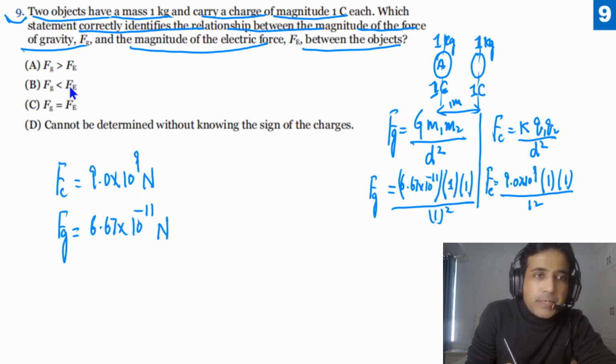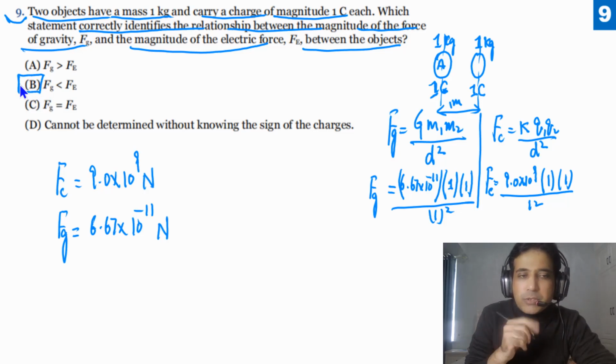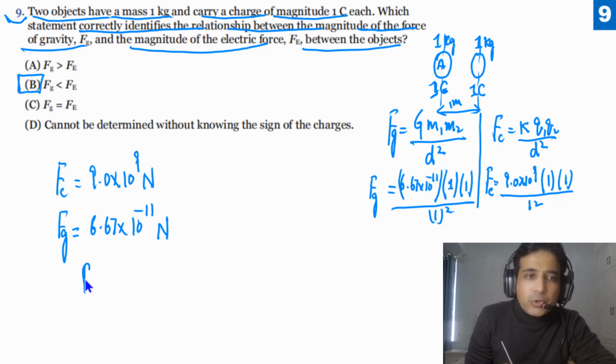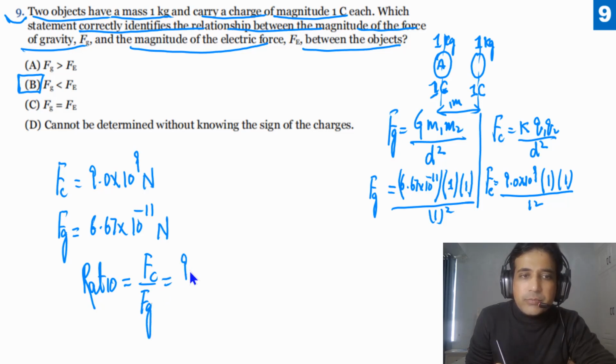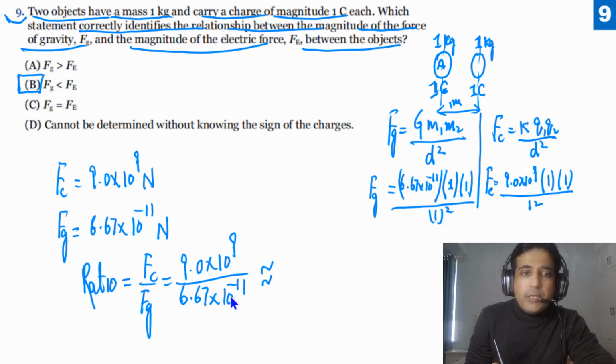You can even find the ratio between them. If they ask you to calculate the ratio, I mean Fc divided by Fg, we can also calculate. Here we have 9.0 times 10 to the 9, divided by 6.67 times 10 to the negative 11. About, we can write down, this is 11 plus 9, so this will be about 10 to the 20 times greater than the gravity.